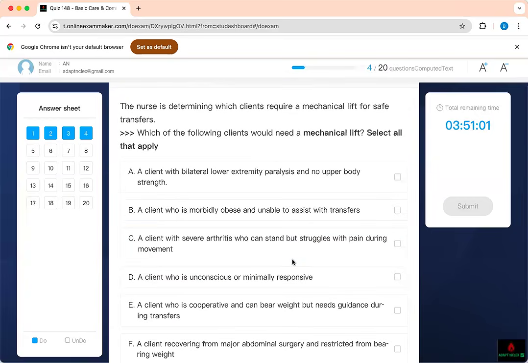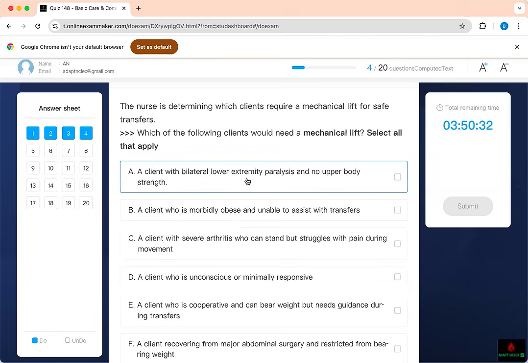And next is determine whether clients require a mechanical lift for safe transfer. Which of the following clients will need a mechanical lift? This is a content question. A mechanical lift is used for patients who cannot cooperate. You talk to them, they cannot help you, and they cannot bear weight. That's all. So I can't cooperate, I can't bear weight. So these are the two things. Look at each patient and see if they can cooperate or bear weight.